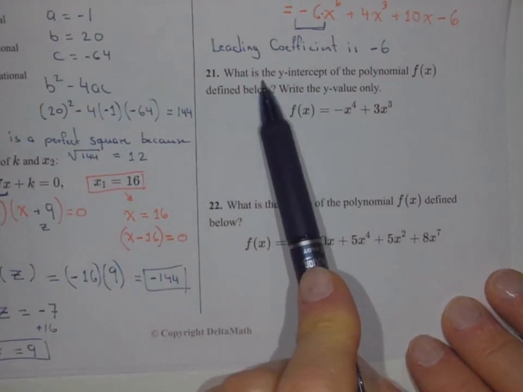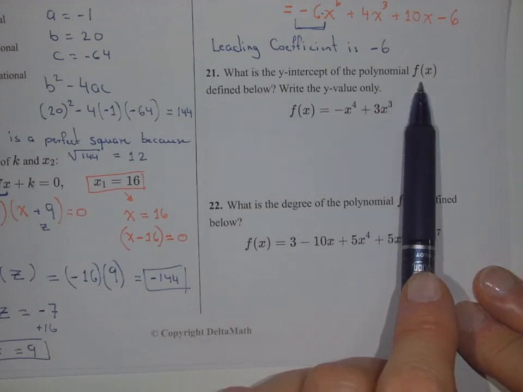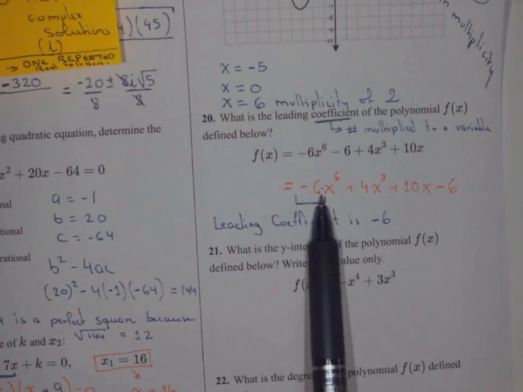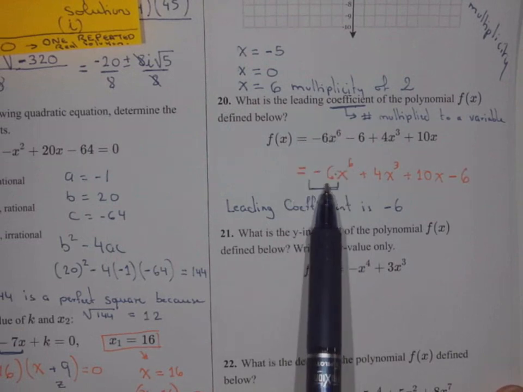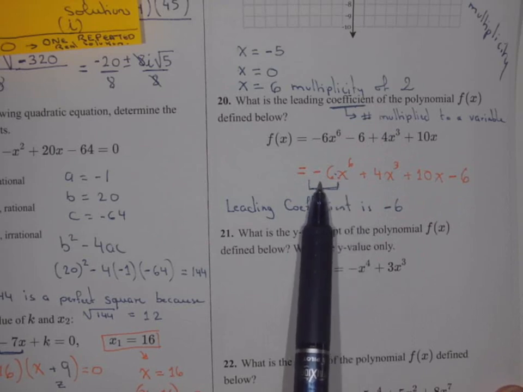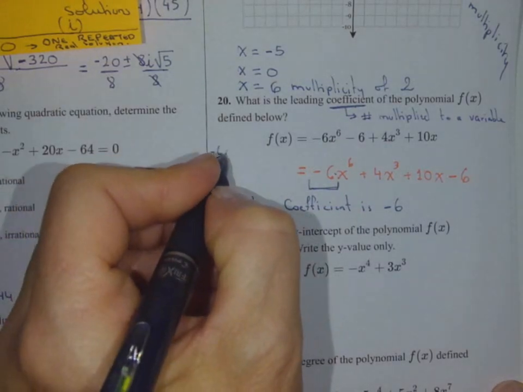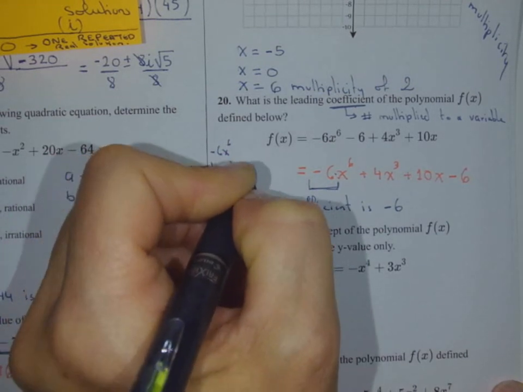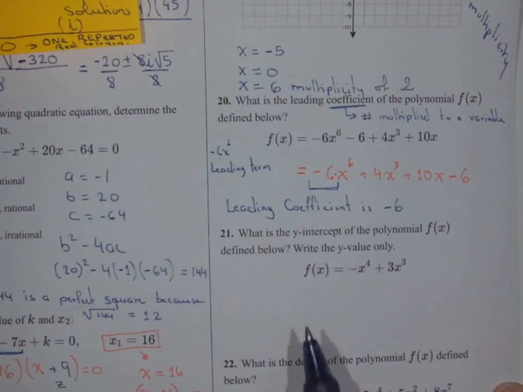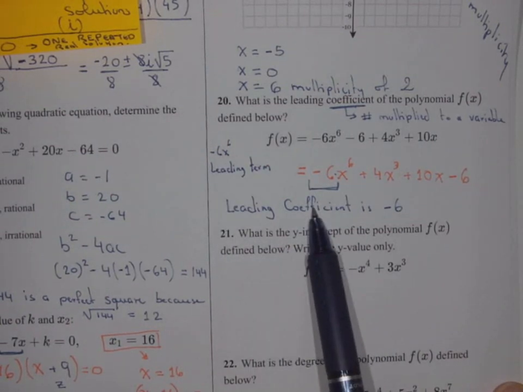Okay. What is the y-intercept? I'm going back because I want to make sure I use proper terminology. Leading coefficient is the number multiplied to a variable, and this is my leading term. The whole thing all together, the -6x to the 6th, is what we call the leading term. The whole thing is the term, and then the leading coefficient would just be the value that multiplies the variable, right? So leading coefficient is -6.